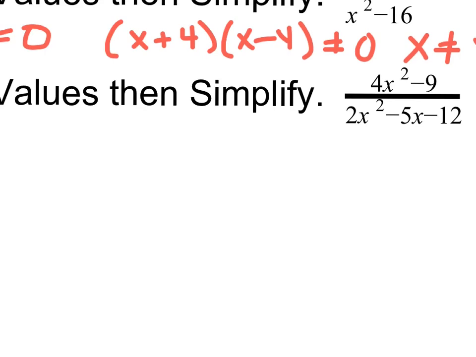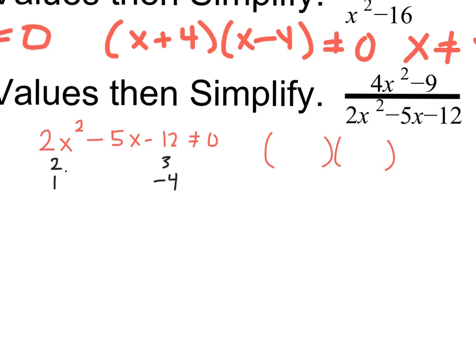Our last problem, we have an advanced trinomial in the denominator, so we'll start by finding our excluded value. So 2x squared minus 5x minus 12 cannot equal 0. So we look to factor. So we know our factors will have to be two binomials because it is a trinomial. And to multiply to 2x squared, the only way to do that is with a 2 and a 1. And to multiply to 12, there's some options for that. You can multiply to 12 with a positive 3, negative 4.